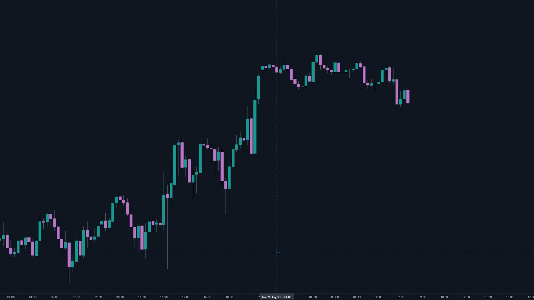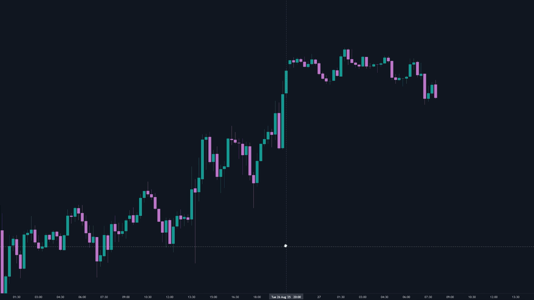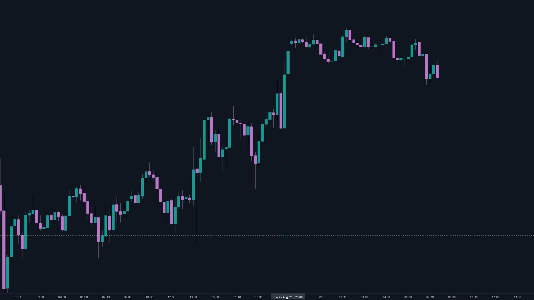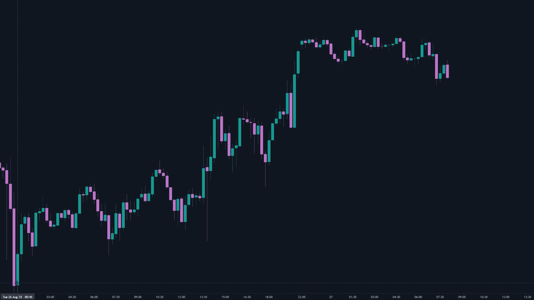Alright, let's break this down step by step. We're going to look at another chart together and see how market structure helps us plan a trade. First, notice how the price has been moving. It's creating higher highs and higher lows. That's what we call a bullish continuation.